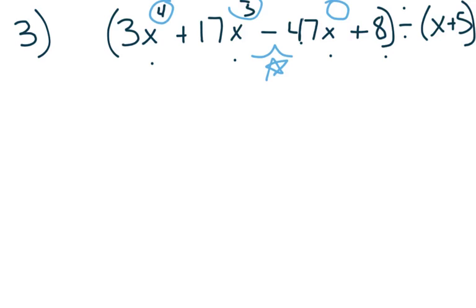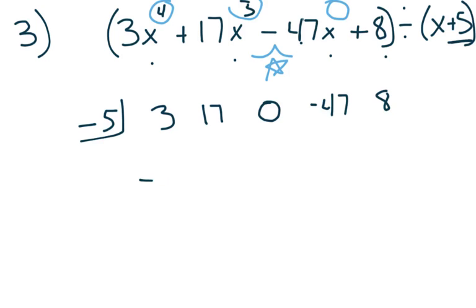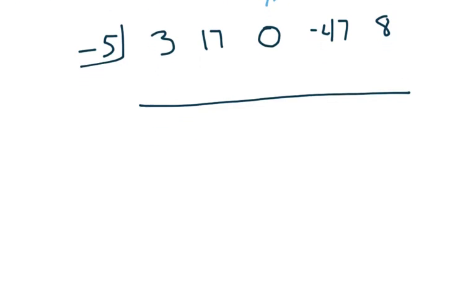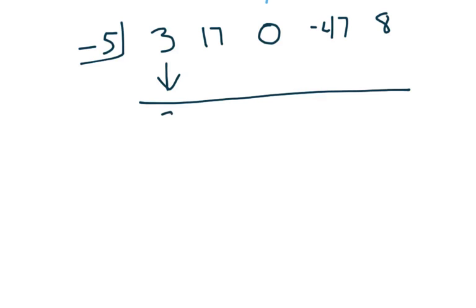So let's go ahead. Our 0 of our divisor is going to be a negative 5. So I have a 3, a 17, a 0, 0 here, a negative 47, and a positive 8. Go ahead and move this up. So I'm bringing this down with a 3. Negative 5 times 3 is negative 15. 17 minus 15 is 2. Negative 5 times 2 is a negative 10. 0 minus 10 is negative 10.